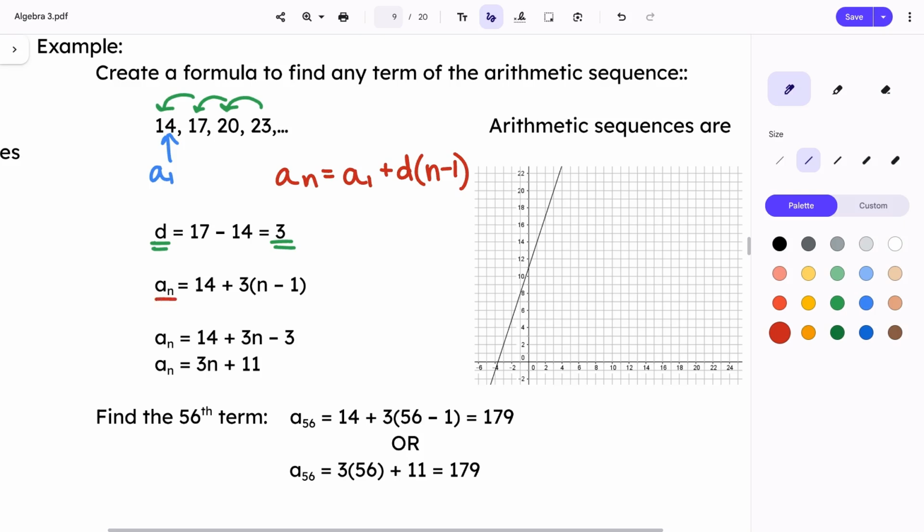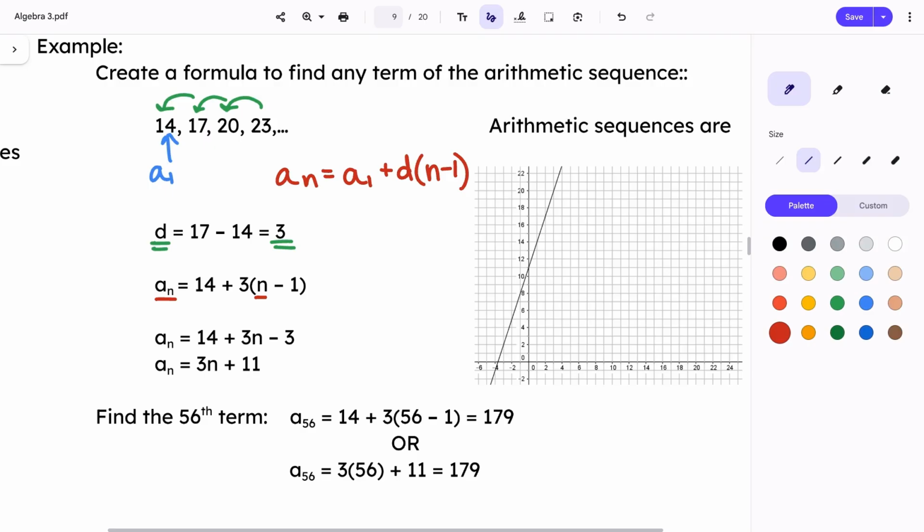Notice how they don't plug anything in for an. I told you that we probably won't do that. But the first term, A1, we said from our sequence was 14. So 14 goes in for the A1. 3 is our common difference, so that goes in for our D. And then again, we're not plugging anything in for the N. Once you get it plugged in, then what you're going to want to do is simplify.